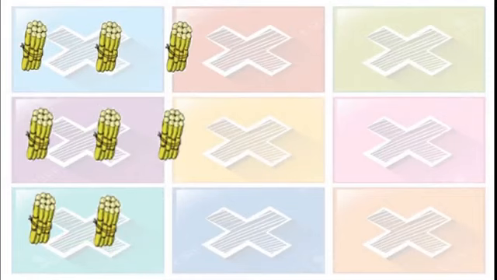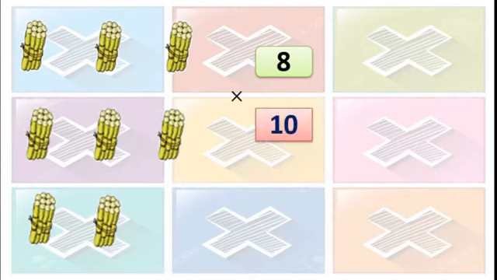Yes, we can see here the sugarcane bundles. Okay, 1, 2, 3, 4, 5, 6, 7, 8 bundles are there. Okay, we will write 8 bundles multiplied by each bundle has 10 sugar canes. So 10 we will write, correct?